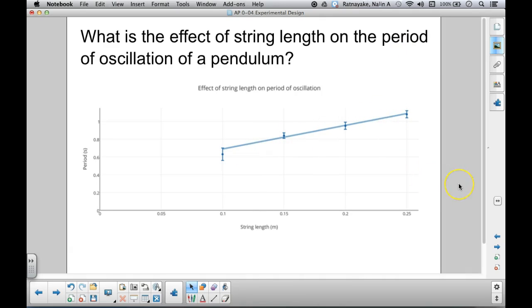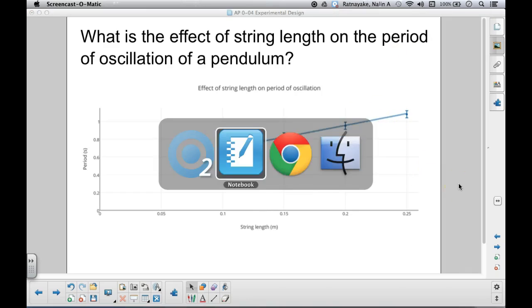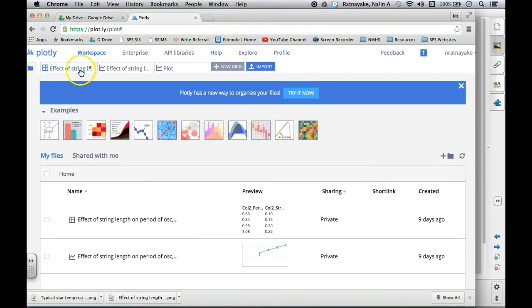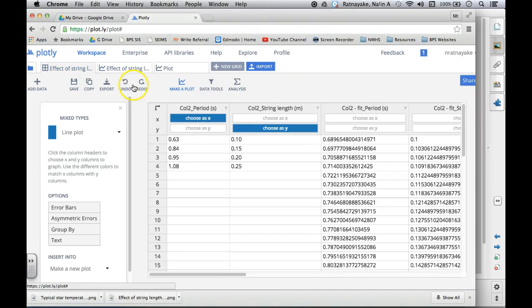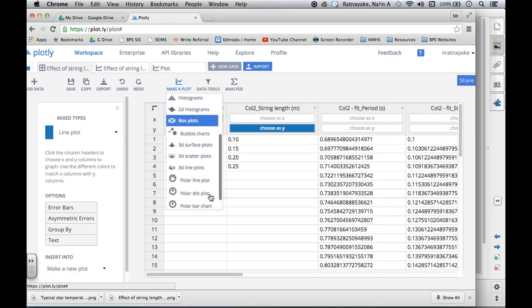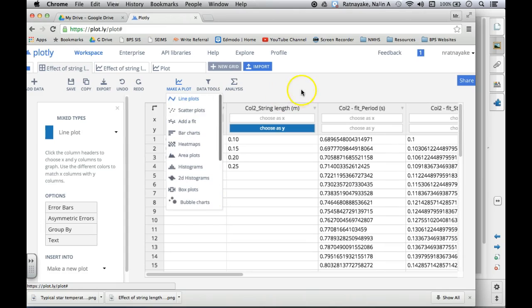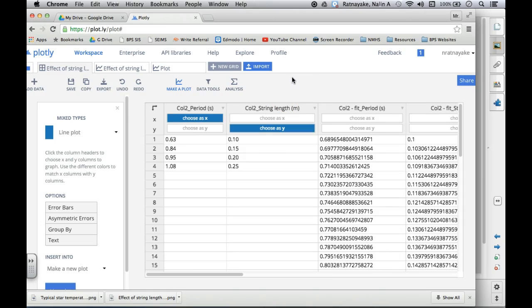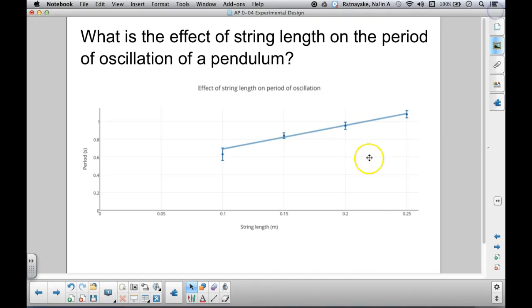Back in Plotly, you'll notice that when I go to my data tables and I click Make a Plot, I have a lot of options. There's all these different types of charts. I told you to select scatter plot for that particular chart, but now we know why.